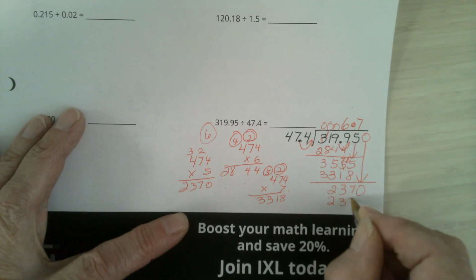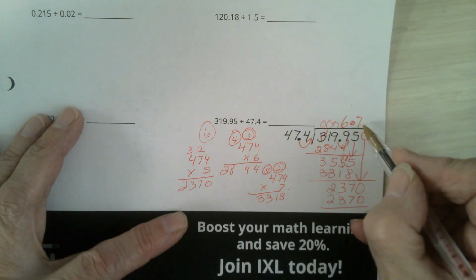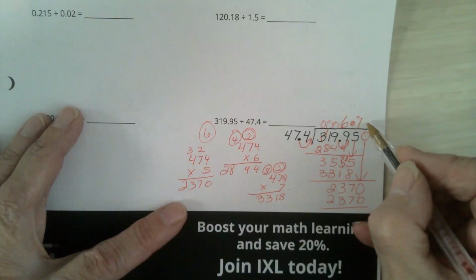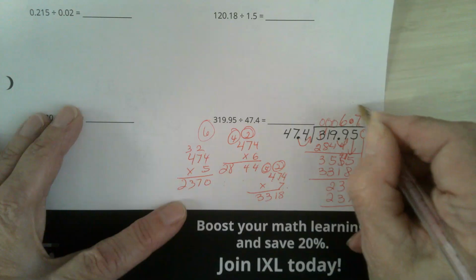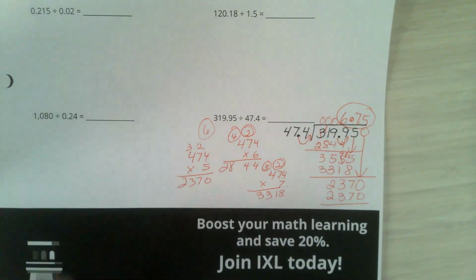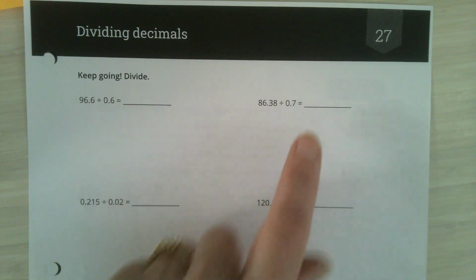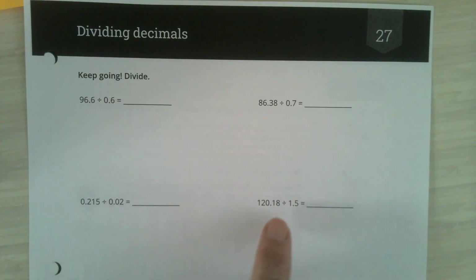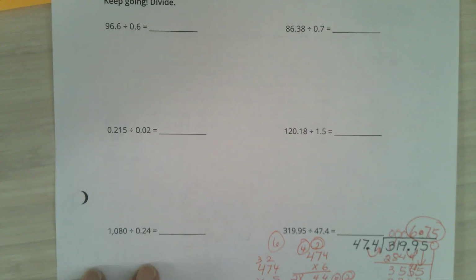2, 3, 7, 0. What's the number I'm putting up there? What did I multiply to get that? Yes, 5. 6 75/100. Now, that's probably the hardest problem on here. The others, as you can tell, you'll be divided by a 6, a 7, a 2. 15 is easy to divide by. 24 is not that hard either.